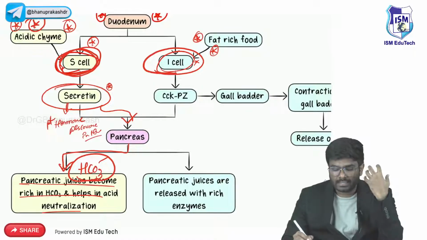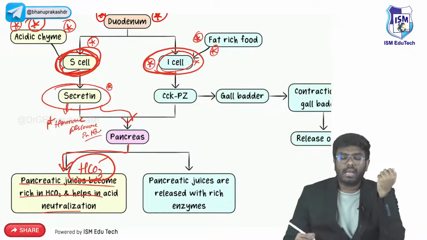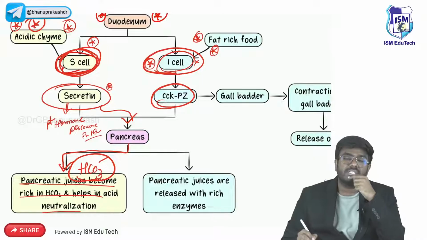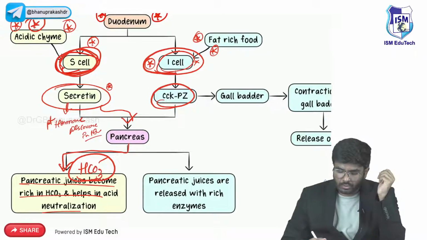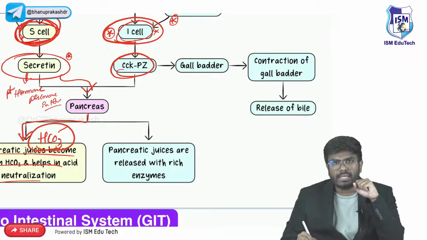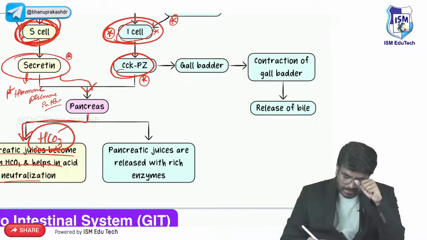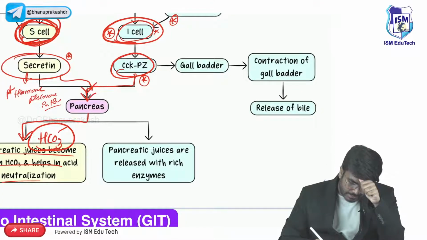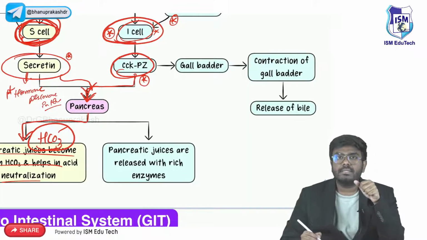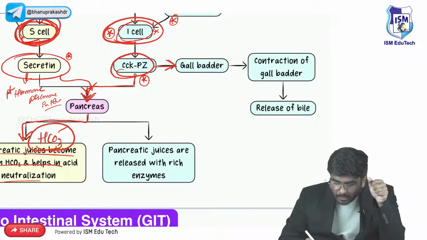Okay, fat-rich food will stimulate the I cells in the duodenum. These I cells are going to produce something called cholecystokinin, or cholecystokinin-pancreozymin in full form. This cholecystokinin acts on the pancreas, and cholecystokinin also acts on the gallbladder.